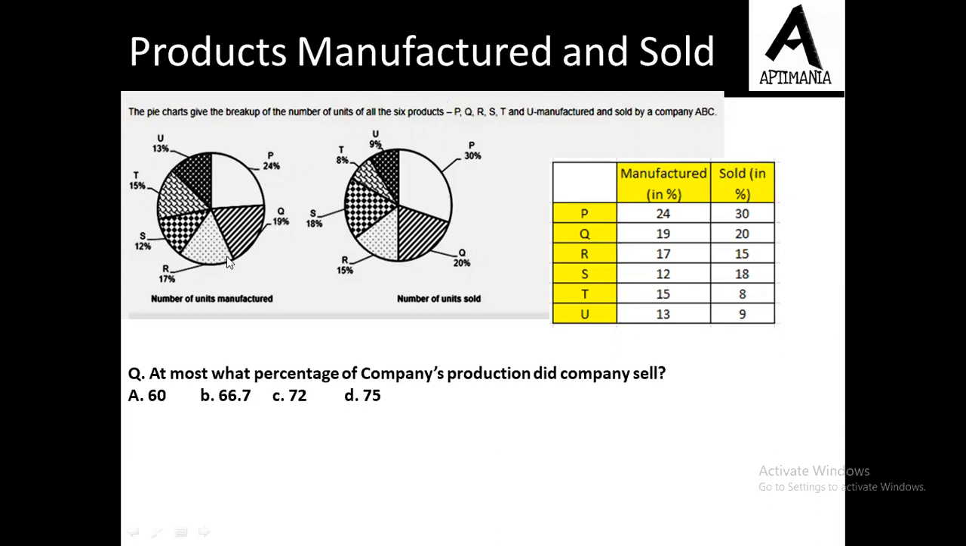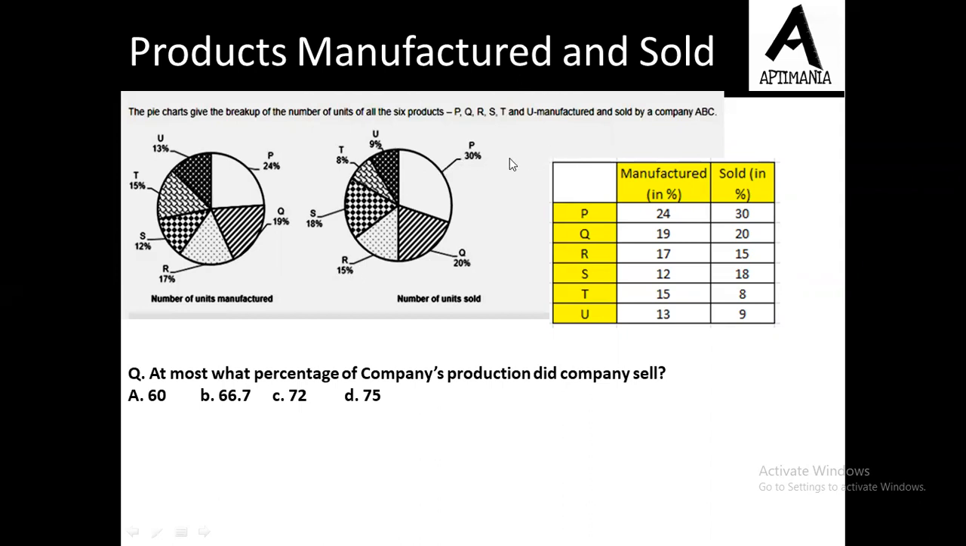So the first pie chart is showing us the number of units manufactured. So out of 100% units that are being manufactured in the company, 24% were of type P, Q has a share of 19%, R has a share of 17%, and so on. And the second pie chart is showing us the number of units sold by the company. So out of the 100% of the units sold by the company, the share of P was 30%, Q was 20%, R was 15%, and so on.